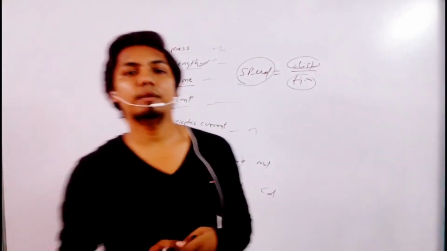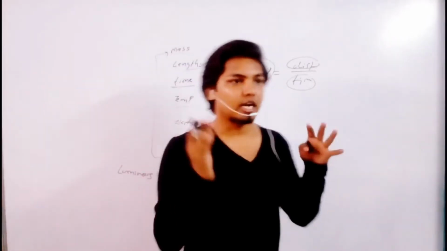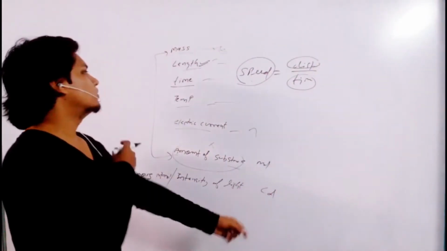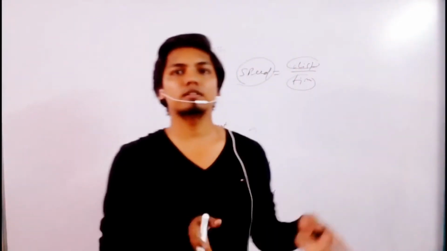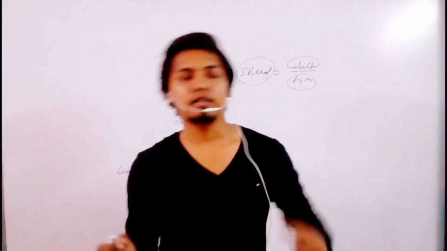Okay, so we have 7 fundamental quantities. All other quantities are made up from these 7. Like the example of speed. Now our topic is how to understand which quantity is scalar and which quantity is vector quantity.